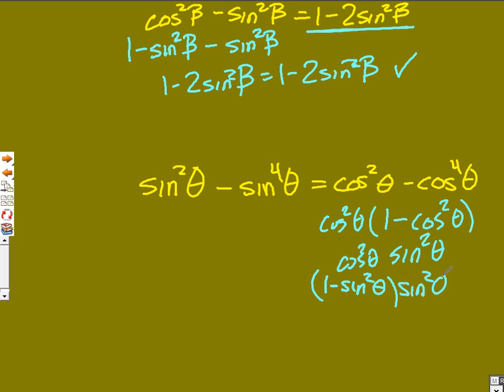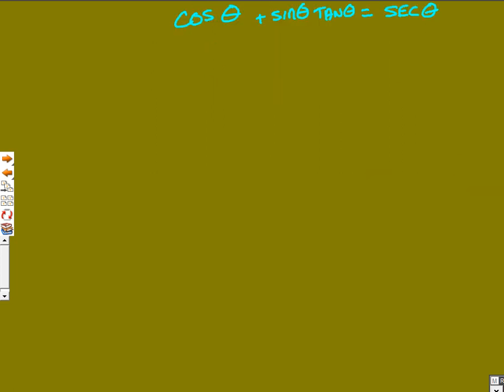This just stayed the same, and now I can finish off with some algebra and get sine squared theta minus sine squared times sine squared is sine to the fourth. And that's exactly what we were trying to get. So you write it out on both sides. We've proven this identity.